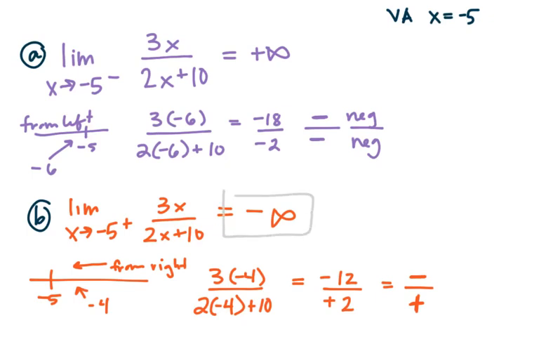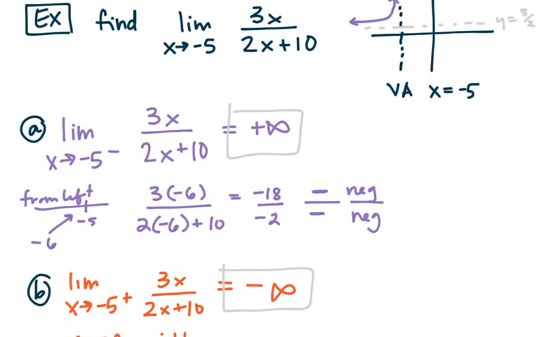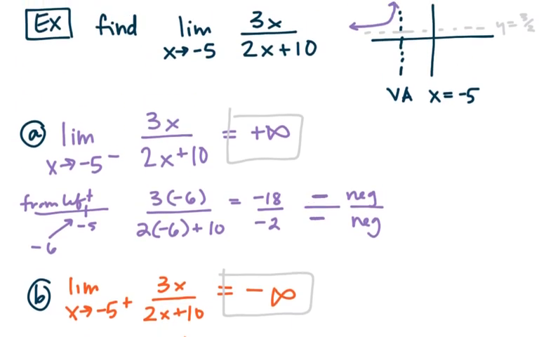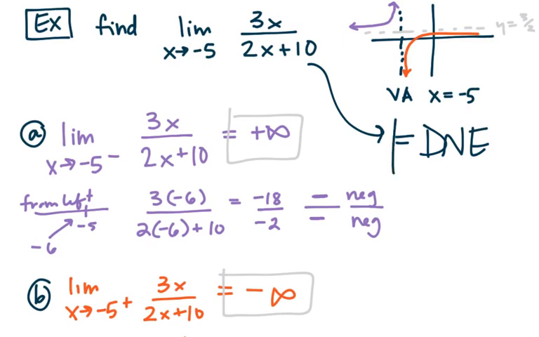All right, so I have two limits. I have a left-hand limit, positive infinity, and a right-hand limit, negative infinity. And since these two limits do not match, we know that the limit of this function does not exist. Now, if I were to continue looking at the graph, I would see something that looks like this. So the limit as x goes to negative 5, since the left and the right don't go to the same side, my answer here would be does not exist.